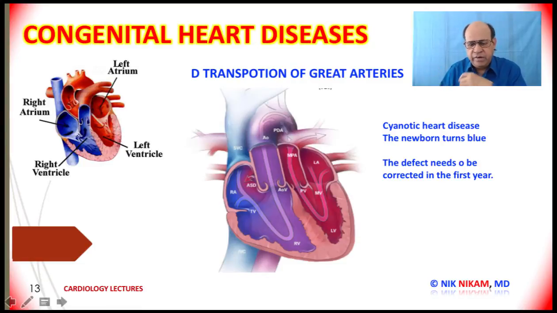The only way a child can survive is through having a connection at the atrial level or the ventricular level, so that the oxygenated blood mixes with the venous blood in the right side and is eventually pumped into the arterial circulation. This defect needs to be corrected within the first year of a child's life, otherwise they are going to have a pretty poor prognosis. Again, we also see hypertrophy of the right ventricle in order to maintain systemic pressures. This is one of the congenital heart diseases that is noticeable right after the baby is born.